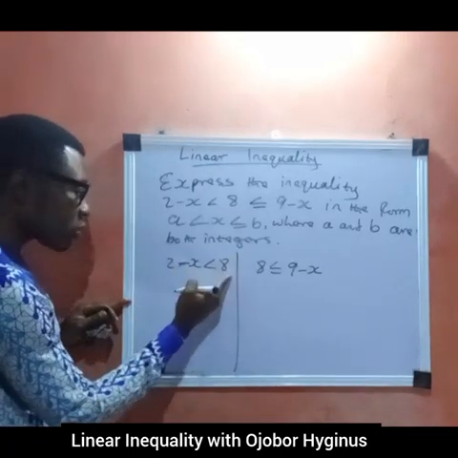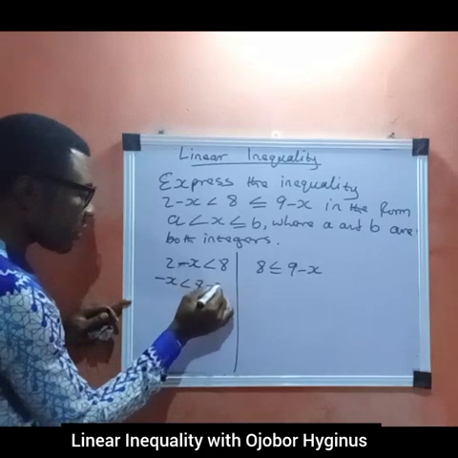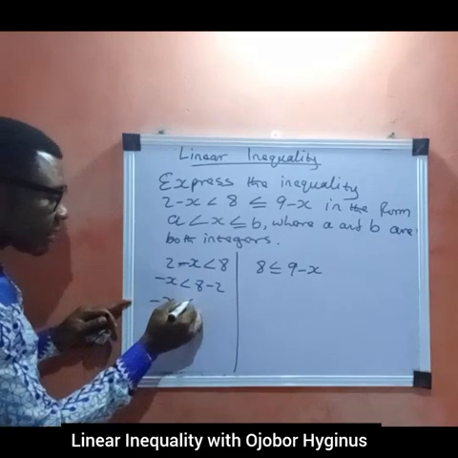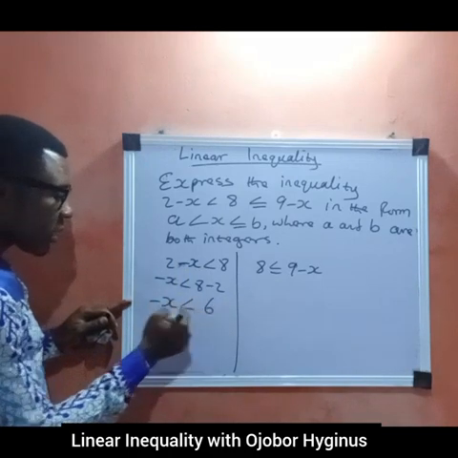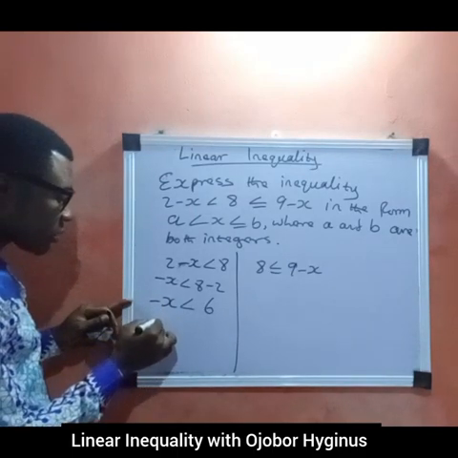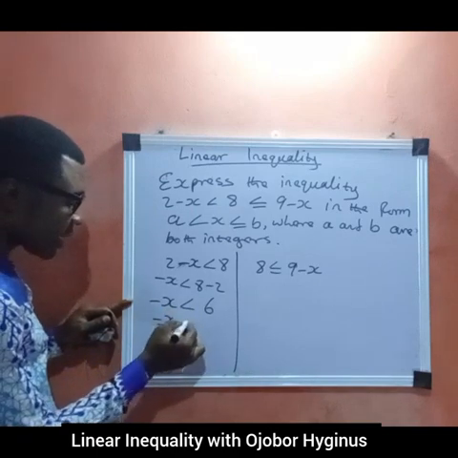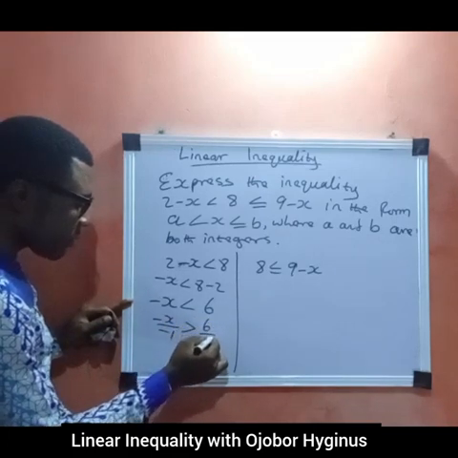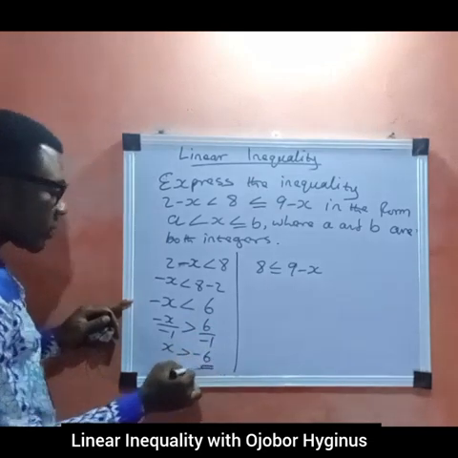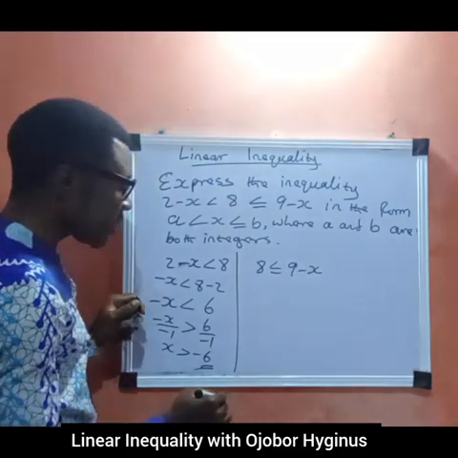2, we cross to go and meet 8. So we have minus x is less than 8 minus 2. When 2 crosses, it becomes negative. Minus x is less than 6. And because this is minus, you multiply through or divide through by minus 1. So we have minus x. If you divide by minus 1, this will change to greater than. So we have 6 divided by minus 1. So x is going to be greater than minus 6. Okay, the sign changes because we are dividing through or multiplying through by a negative number.